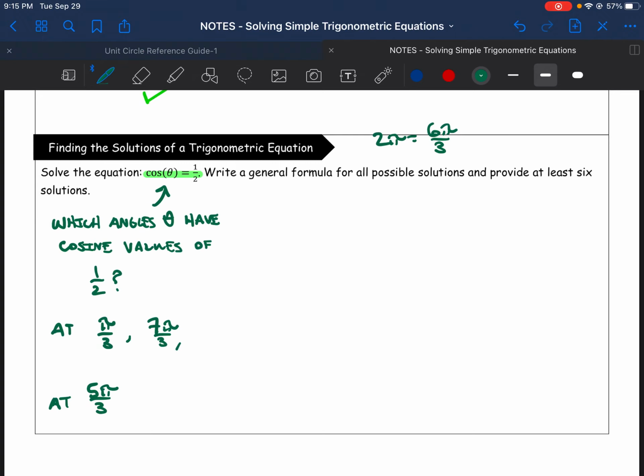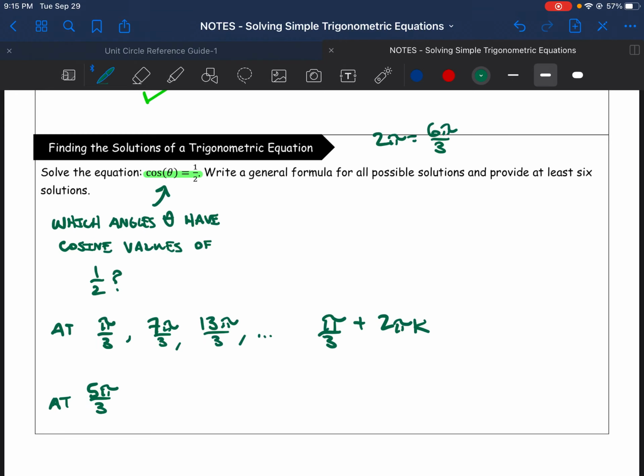If I added another 2 pi, or 6 pi over 3, then I would get 13 pi over 3. And I could keep this up. I could keep adding 2 pi, or 6 pi over 3, infinitely many times. So I could take pi over 3 plus 2 pi k, where k is representing an integer, and for whatever integer k we get, that is going to be an angle that gives me a cosine of 1/2.